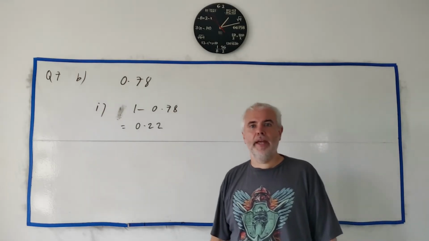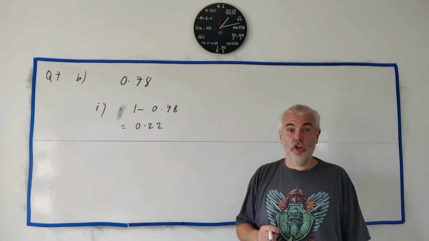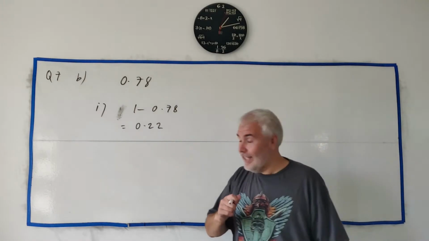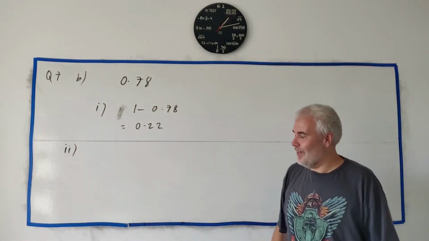Okay, part 2. The probability that the first service game that Sarah loses is the third service game she plays. How do we do that? That's a lot harder. But it's not too hard if you know, but if you don't know, it's very hard.